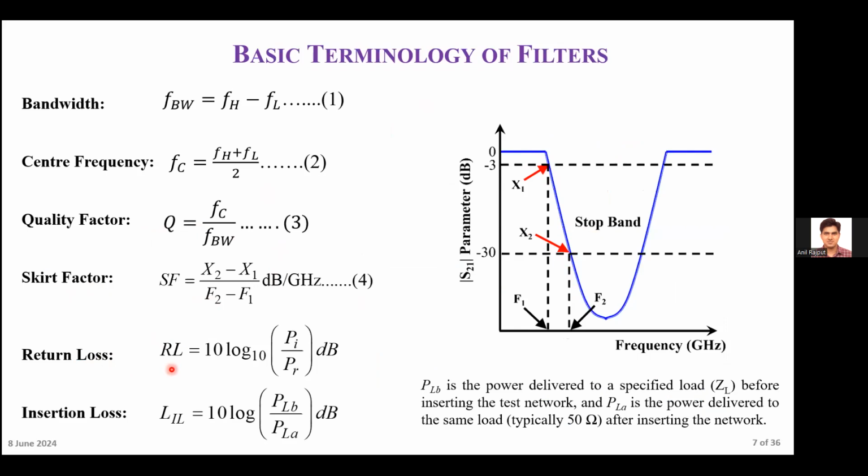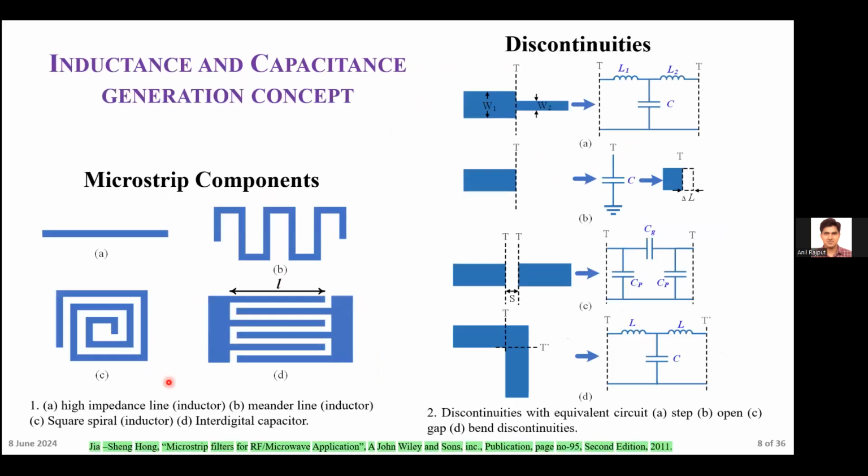These are some components where we can generate or achieve the inductive or capacitive effects by doing several arrangements. We can make the filters. So how can we generate the inductive effect or capacitive effects? These are the microstrip components. This one is the higher impedance line, so it generates the inductors. This inductor line or high impedance line we can fold as a meander line, and we can fold as a square spiral line, and this is the interdigital capacitor. Here we can generate the capacitance. And here the discontinuity, like this one, the step impedance.